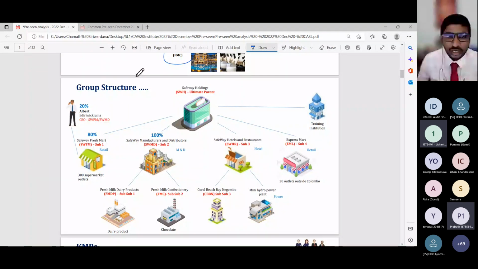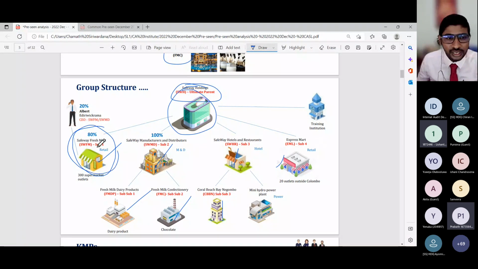When it comes to the group structure, you have the ultimate parent, Safeway Holdings, at the top, and you have 4 subsidiaries, and another 3 subsidiaries. If you look at the subsidiaries here, the retail segment represents Safeway Fresh Mart, right? Here, the manufacturing and distribution segment is another subsidiary, the hotel segment is another subsidiary, and Express Mart again represents the retail segment.